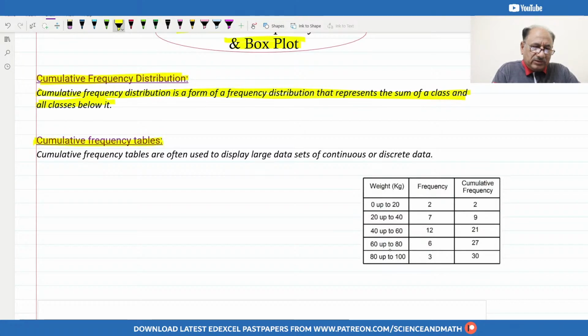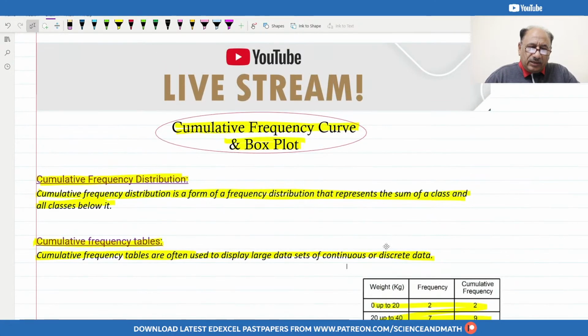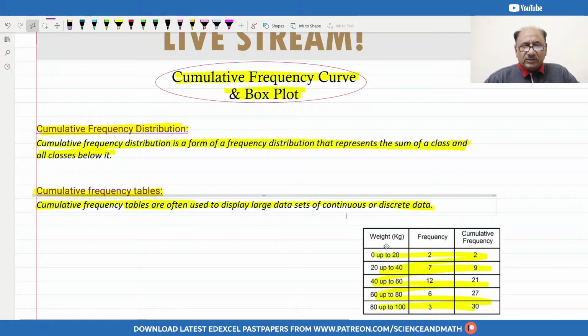Cumulative frequency tables, these types of tables will be given in the exam, and you will have to work on that one. So cumulative frequency tables are often used to display large data sets of continuous and discrete data. So basically, box plot and cumulative frequency curve and histograms and bar charts and line graphs, all these things are basically data representation.